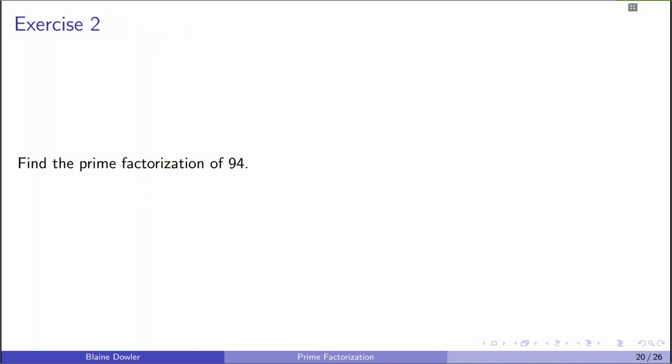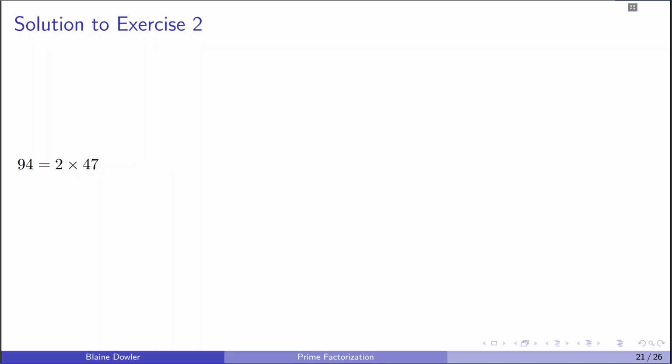Now, our prime factorization of 94. Pause now and take the time you need. Right, 94 is even. So when we pull out that factor of 2, we're left with 47.